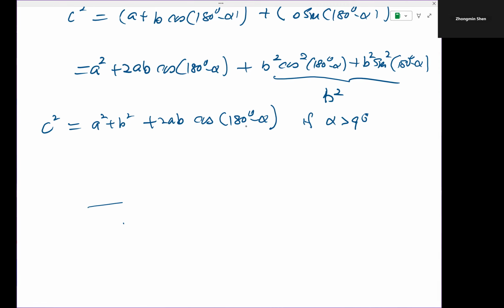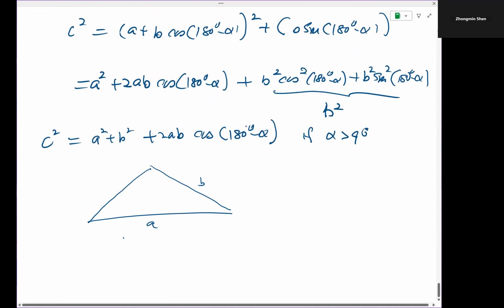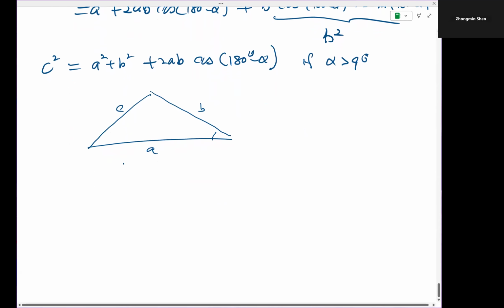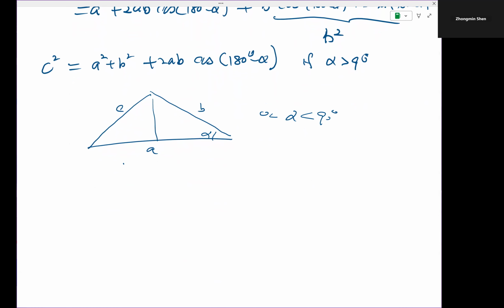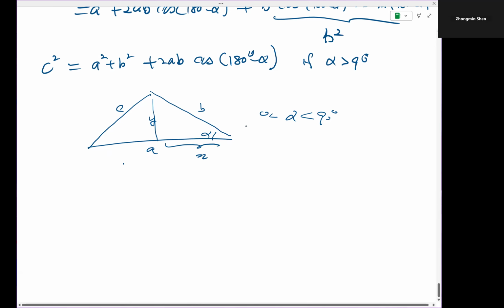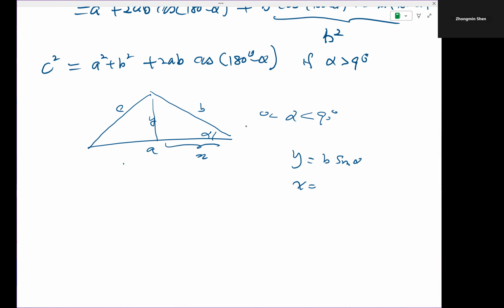So let's see. There's a case. If this is A, B, and C, and this is alpha. So here, if alpha is less than 90 degrees, the picture is slightly different. This will be Y, that will be X. And similarly, Y equals B sine alpha, and X will be B cosine alpha. Do you agree?